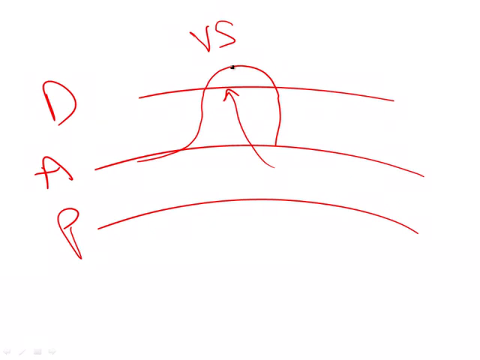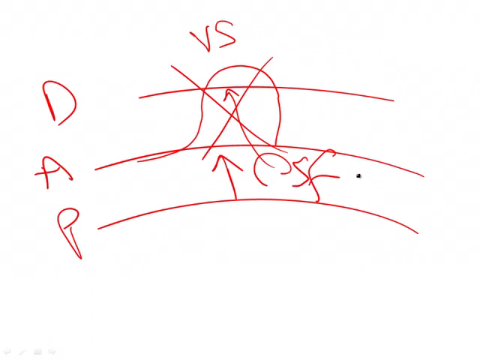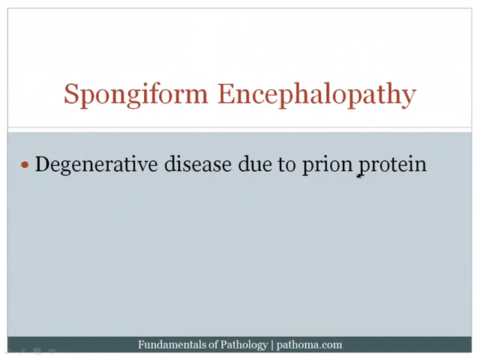In normal pressure hydrocephalus, for some unknown reason, there is decreased absorption of CSF into the arachnoid granulations. And so that then results in increased CSF, which then results in dilation of the ventricles, which then results in stretching of the corona radiata, high yield, stretching of the corona radiata, which then results in the classic triad of wet, wacky, and wobbly. The last disorder that we're going to cover is spongiform encephalopathy.